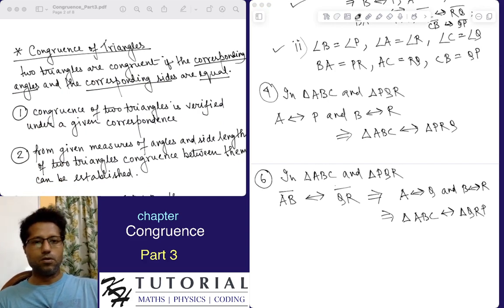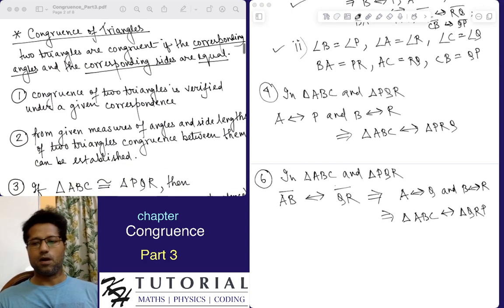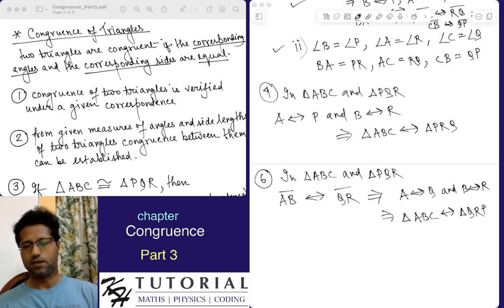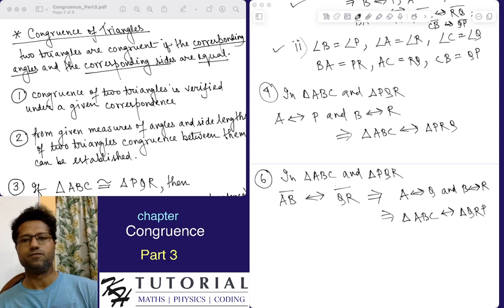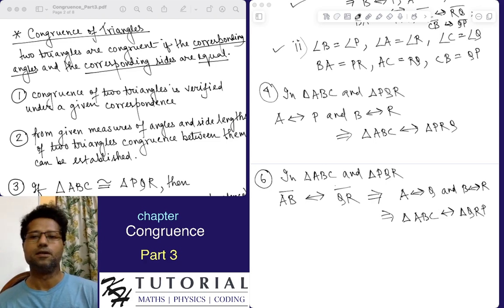Okay, congruence of triangles. Now from the very first video, in the first part, we discussed that two plane figures are congruent when they are of the same exact shape and size, which is verified using the method of superposing. That is, if you can place one figure on top of the other and they overlap perfectly, that is, one figure covers the other completely, then they are congruent. Similarly, two triangles will be congruent if they have the same shape and size.